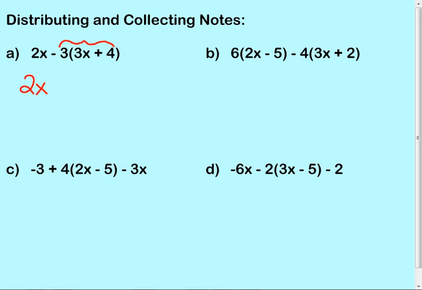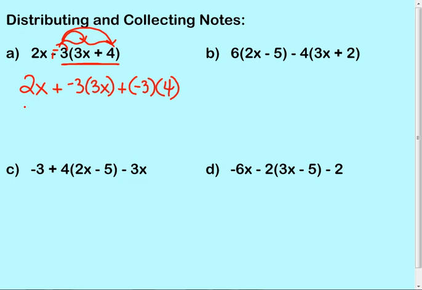Now, this is really plus a negative 3. So it's going to be plus a negative 3 times the 3x. You've got to take the sign with you. That's the most common mistake that's going to happen. Plus, and then it's a negative 3 times a positive 4. Usually the negative sign gets omitted, and that's a problem. So the 2x is just kind of tagging along. We have to distribute. We have to get rid of parentheses before we can add the 2x.